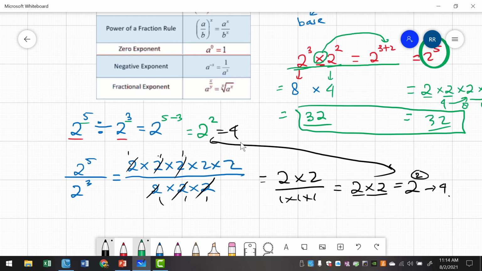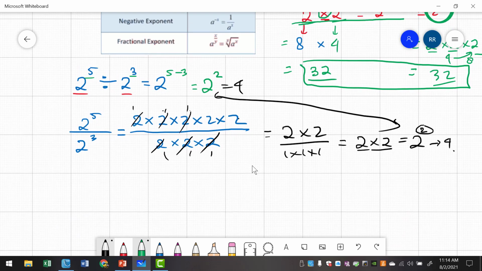So that's why, if we have a quotient, if we are dividing terms which have the same base and an index, you only need to subtract the index, right? So we can say that a to the power of n divided by a to the power of m is equal to a to the power of n minus m. So you only need to subtract the power.